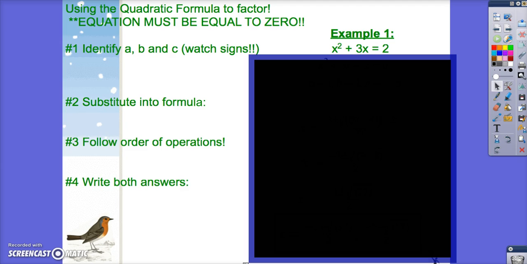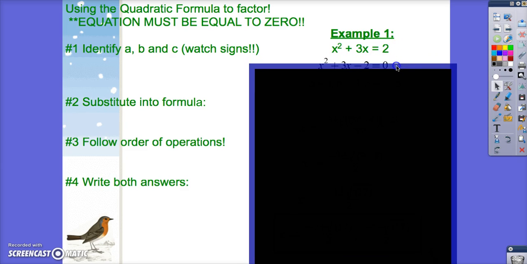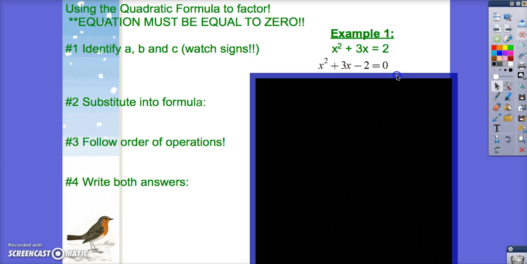So if we take a look at the next slide here, it says using the quadratic formula to factor. I have a little note underneath it that says equation must be equal to 0. We have example 1 over here we're going to work with. So the first thing, before I could do these 4 steps, it must be equal to 0. If you look at my example, it's x squared plus 3x equals 2. We need to actually move the 2 to the other side. So let's see how this works here. All right. So I bring the 2 over as a negative 2.